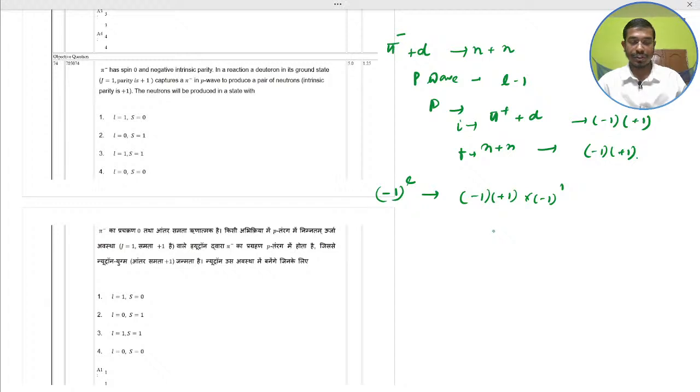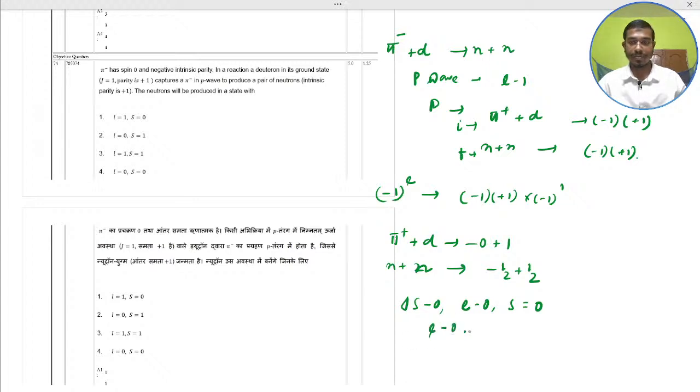So the initial state would have the spin of pi equal to 0 plus d with spin 1, and for the final state n plus n, the spins are minus half plus half. So the key condition is that delta S equals 0 and L equals 0. Hence the conservation of angular momentum is satisfied, with L equal to 0. So option 4 would be the correct answer, L 0 state and S 0 state.